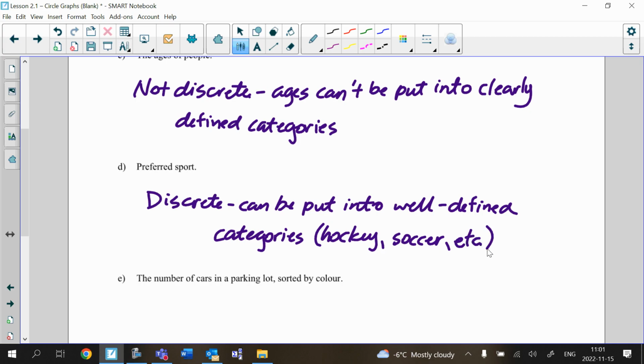And the number of cars in a parking lot, sorted by color. Yeah, that would be discrete. The only way it would be not discrete is if you started blending colors, like if you said something was bluish green or bluish gray. Now you're getting into vague categories. But if we talk about just basic colors, white and black and red, etc., those would be discrete.